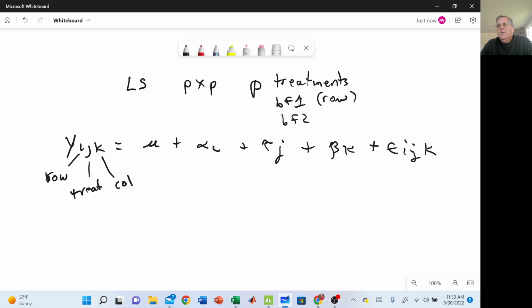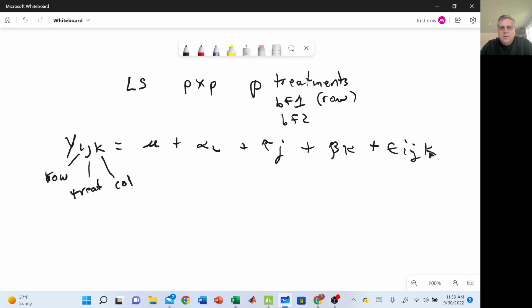So in the physical world, you would take the data having absolutely no idea what mu, alpha, tau, and beta are, and you would calculate them. But since we can't do an easy physical experiment, I'm going to do it backwards. I'm going to simulate data.